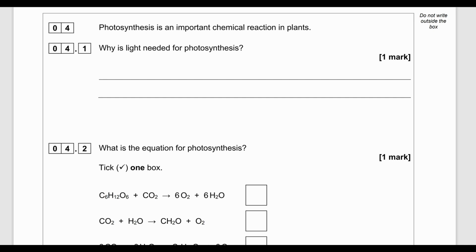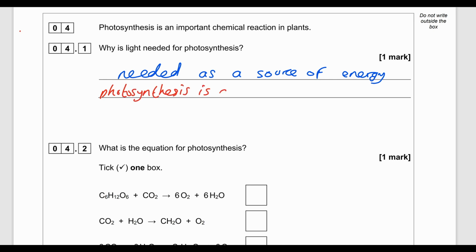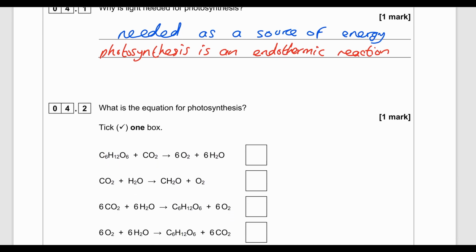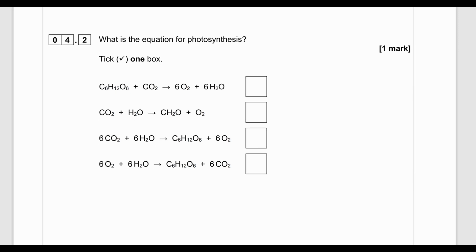Right, so photosynthesis is a chemical reaction. It needs light for it to work. Why? Well, light is a source of energy, so the light needs to be there for energy for the reaction to work. But the other thing that we can remember about photosynthesis is that it is an example of an endothermic reaction, meaning that energy is taken in from the surroundings. So that energy will be light energy.